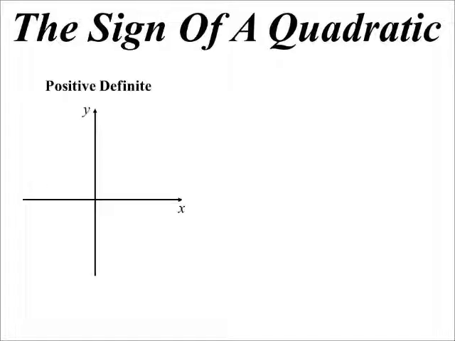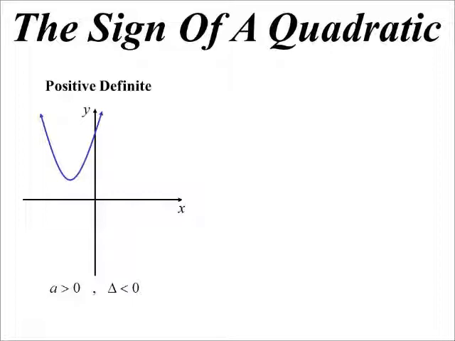Going to talk about the sign of the quadratic. It's just a bit of terminology here. Positive definite. That's an example of a positive definite parabola. It gets its name because it does not matter what value of x you substitute in, you will get a positive answer for y. It's completely above the x-axis. So it's definitely going to give us a positive answer, hence the name positive definite.